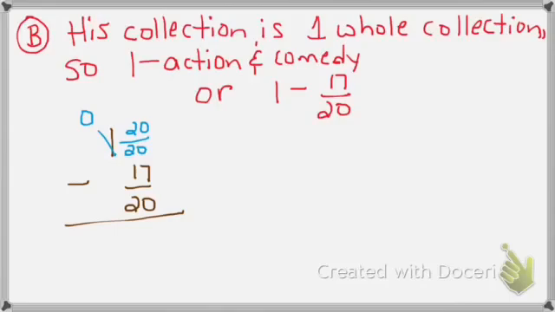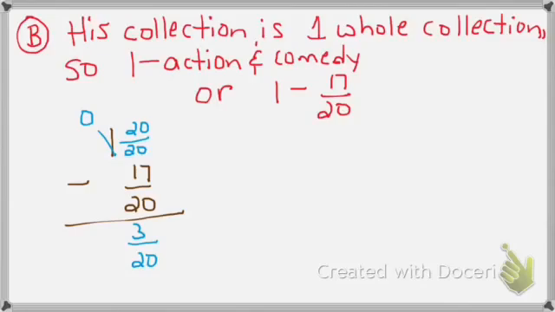Let's go ahead and subtract. Denominator stays the same, so that's 20. 20 minus 17, again, hand to arm, 17, now with fingers, 18, 19, 20, 3 fingers up, so my numerator is a 3. So 3/20ths of his collection is not action or comedy. This is going to be my final answer.